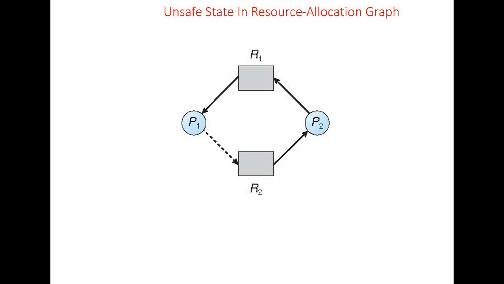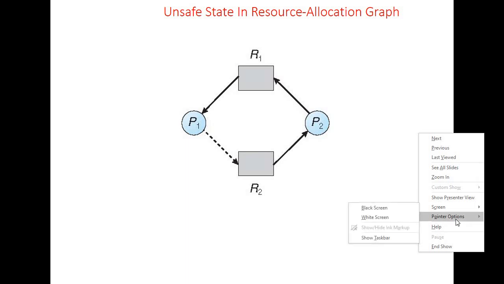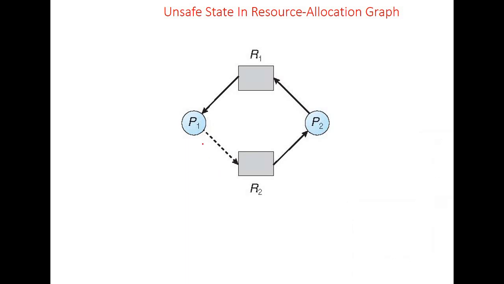Now in this case P1 is a process claiming R2, and it may request the resource R2 at any point of time. So, for example, if P1 requests R2, then a cycle forms. This dotted line will be converted into a solid line and there forms a cycle. This is a deadlock state in the system.